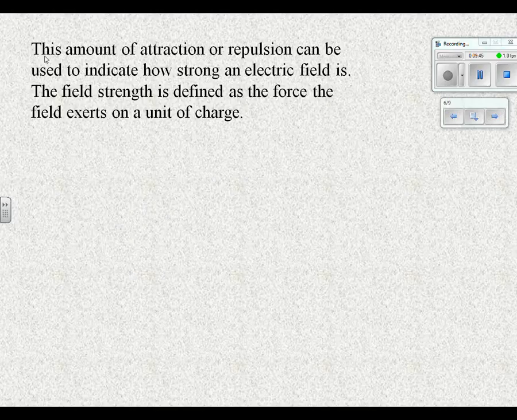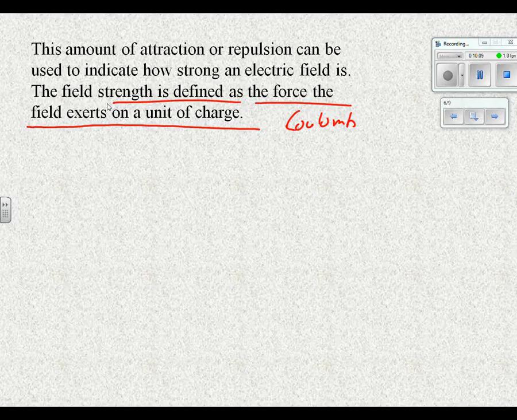Here it is. This amount of attraction or repulsion can be used to indicate how strong an electric field is. The field strength is defined as the force the field exerts on a unit of charge. And that unit, again, is the Coulomb. Charles Coulomb, French scientist, I believe.